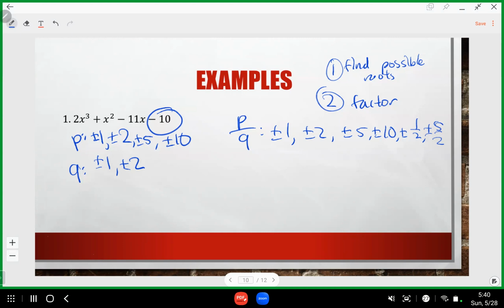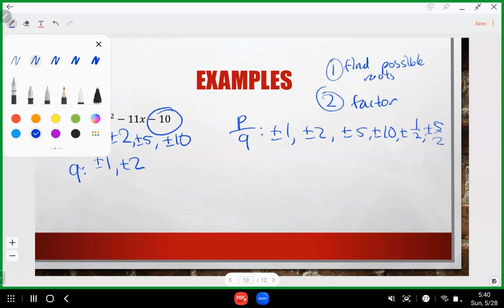And if you're going to be smart about it, first of all, just don't test the fractions. We don't even like fractions. And half of the time, it's not going to be fractions. So we can just cross that off. We won't check them first. 10, it's too big. 5, it's too big. It's probably 1 or 2. So let's just check plus 1.